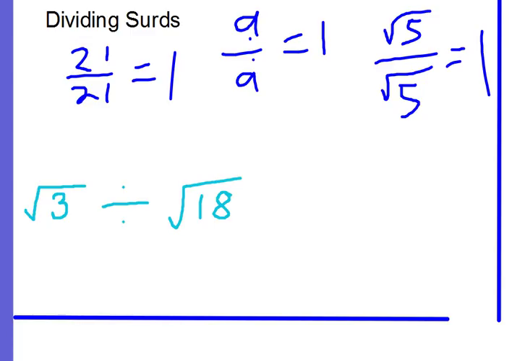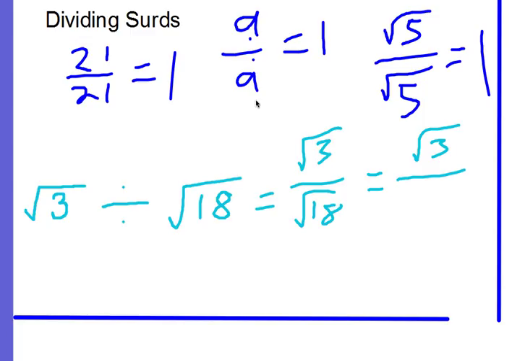And why is that important? Well, let's have a look at our first question here. Root 3 on root 18 is the same as root 3 on root 9 times root 2. Oh, sorry, I stuffed that up.